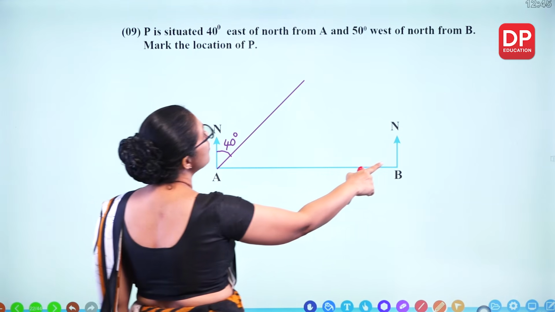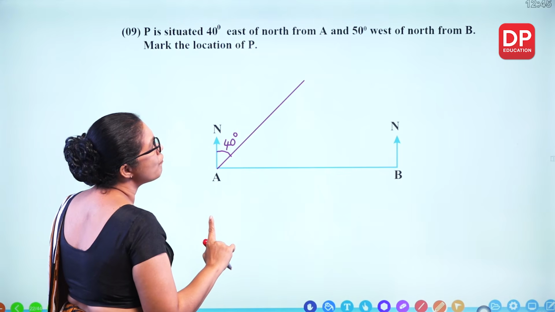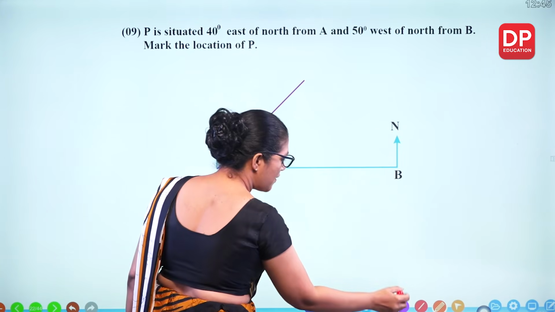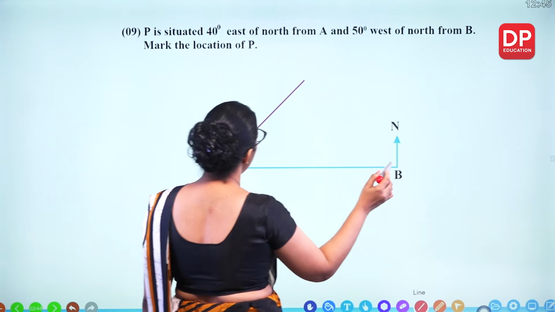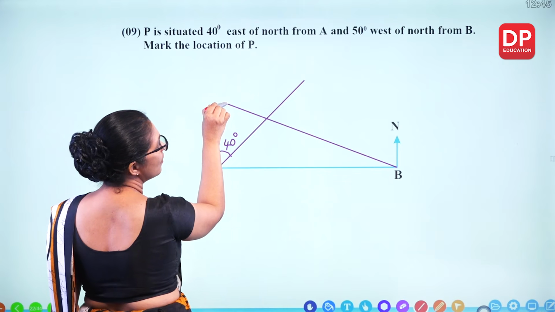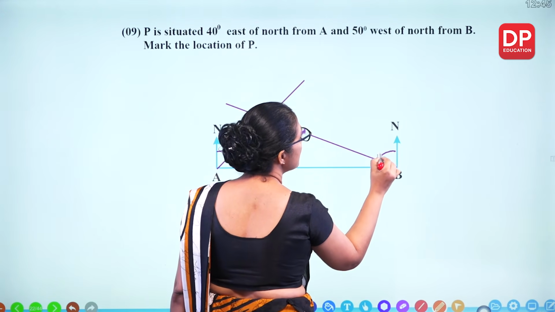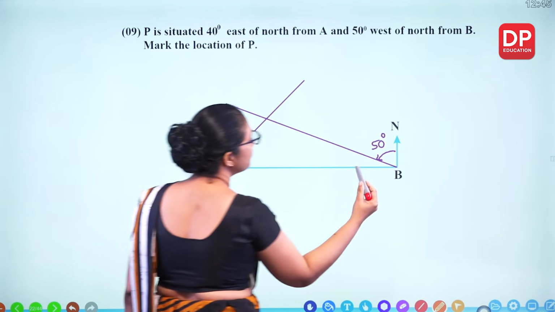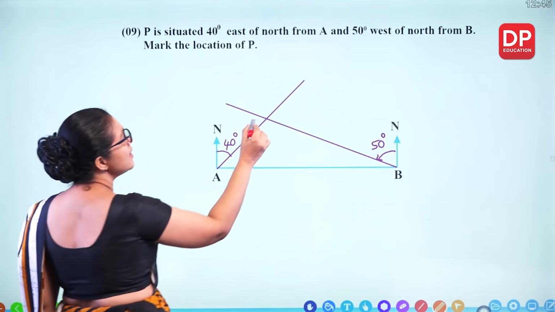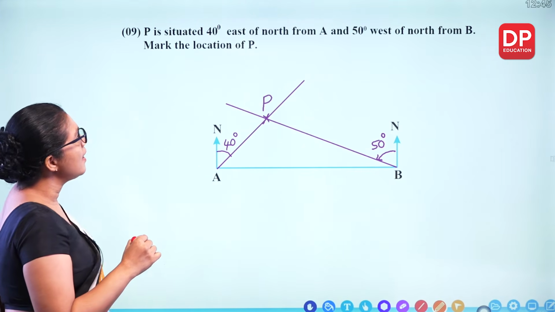Then when you look from B, that's 50 degrees west of north. From north towards the west side, 50 degrees. So you need to draw a 50-degree line. It can be this way. So this angle is 50 degrees. Now what's the location of P? The intersecting point. So P is situated here.